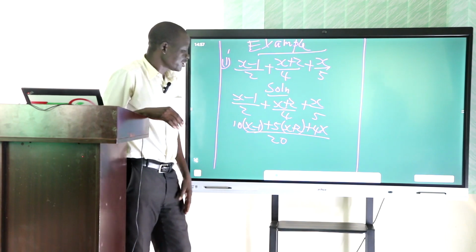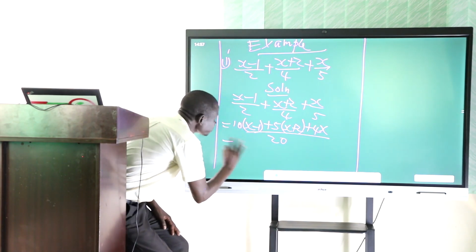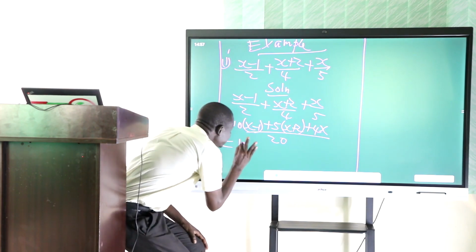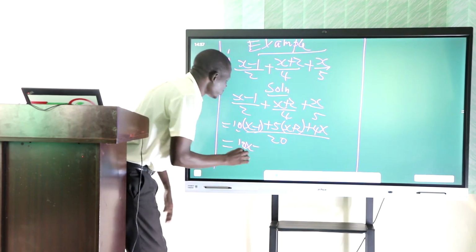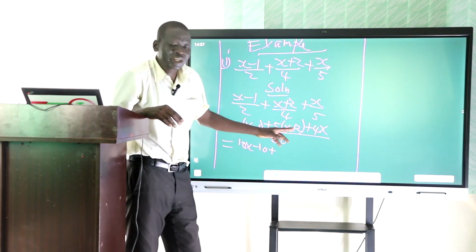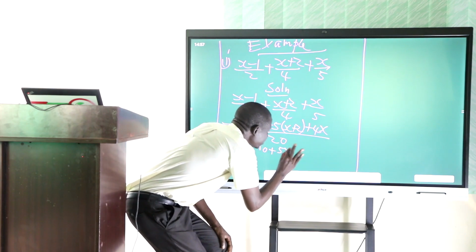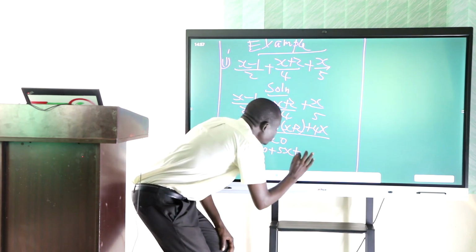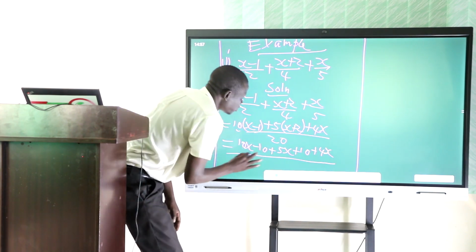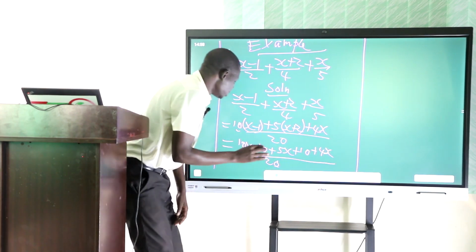Then you open brackets. To open brackets, we shall have 10 times x, you get 10x, minus 10 times 1, you get 10. Then plus 5 times x, you get 5x. Then plus 5 times 2, you get 10. Then plus 4x, all over 20.